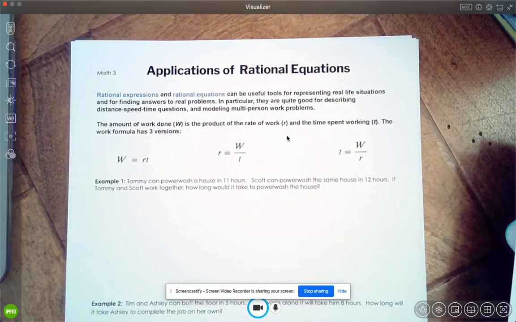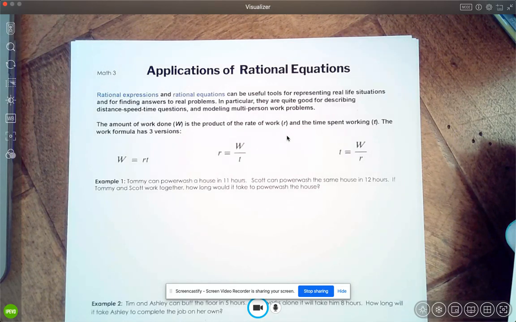Okay, today we are going to talk about the application of rational equations. Yesterday we looked at how to solve a rational equation. So today we're going to see where we could use this in real life. We are going to look at work problems today.